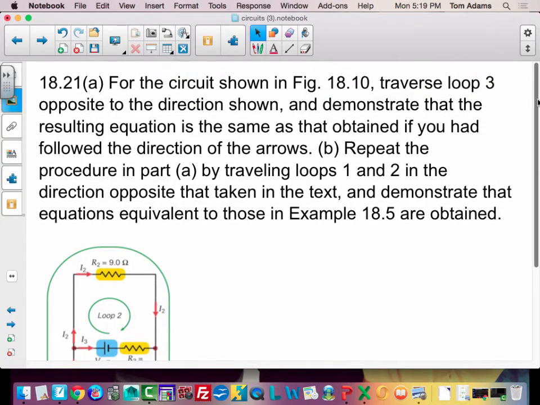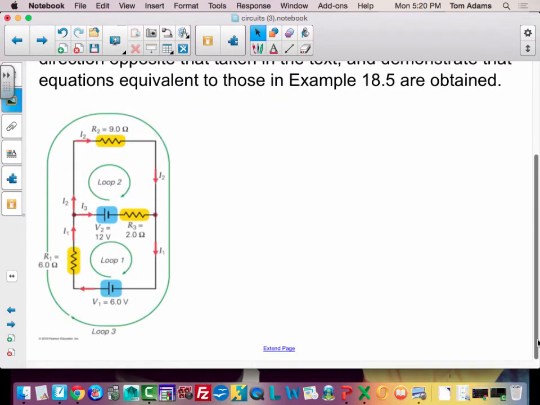Alrighty, so for problem number 21, let me read it to you guys. It says, for the circuit shown in figure 18.10, we're asked to traverse loop 3 opposite to the direction shown and demonstrate that the resulting equation is the same as that obtained if you followed the direction of the arrows. And then part B, we're supposed to repeat that procedure by traveling loops 1 and 2 in the direction opposite that had been taken in the text and demonstrate that the equations are equivalent to those in 18.5.